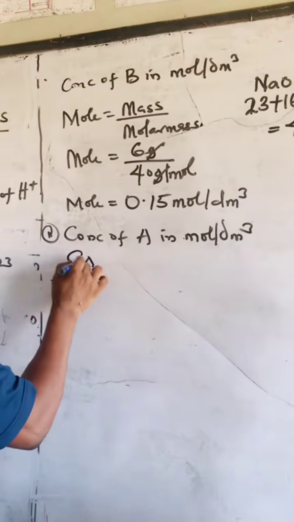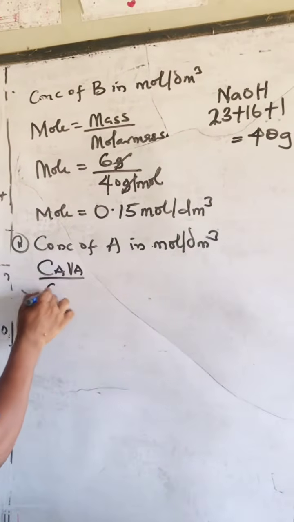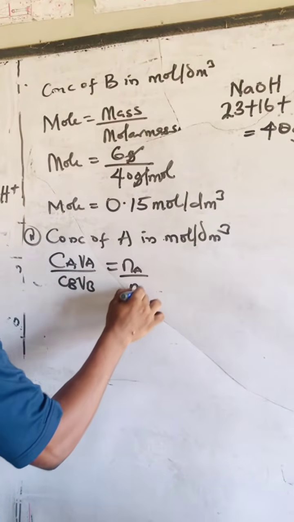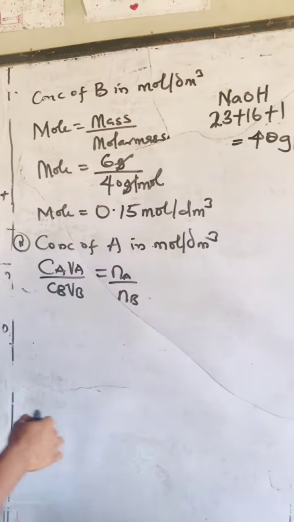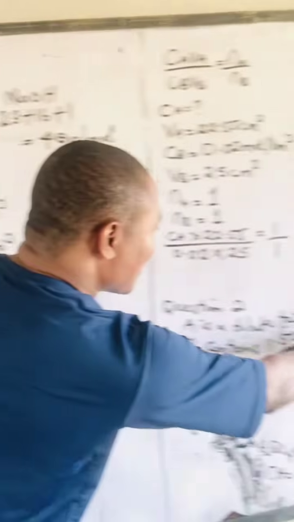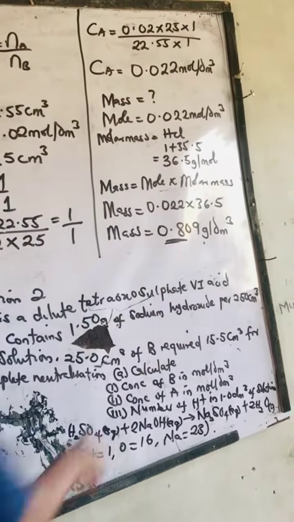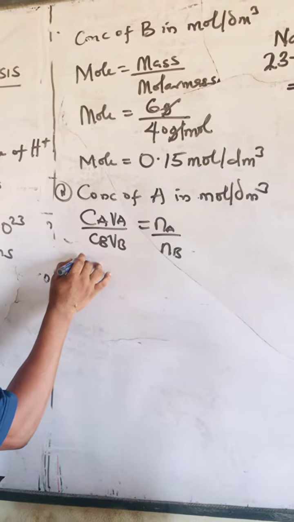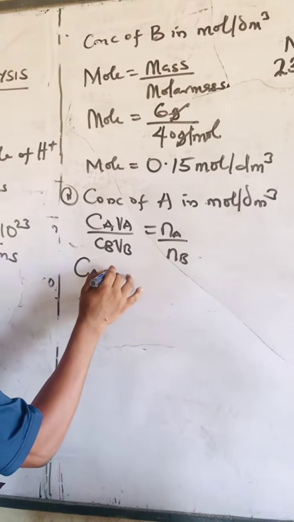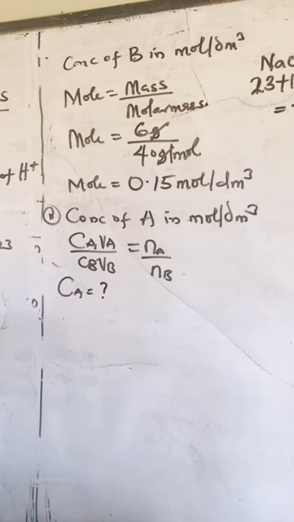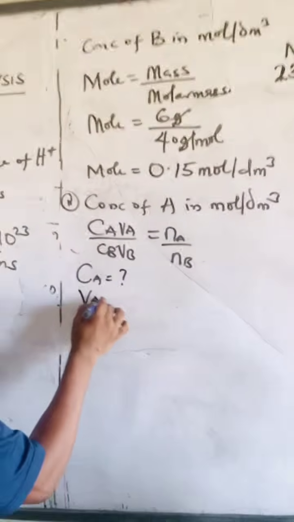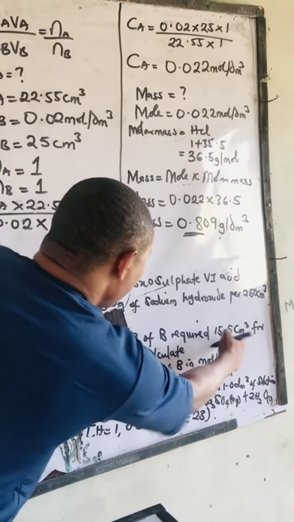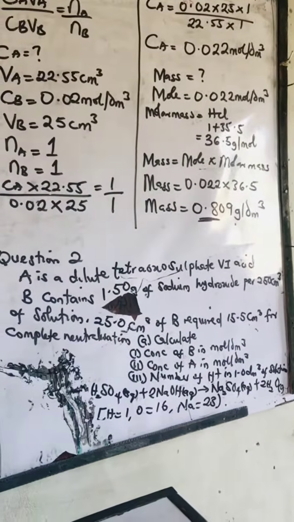We are familiar with that already: CAVA over CBVB equals NA over NB. So the concentration of A, the dilute tetraoxosulfate 6 acid, is what we are looking for. We have CA to be this. The volume of acid, given in the question, of B required is 15.5 centimeter cube.